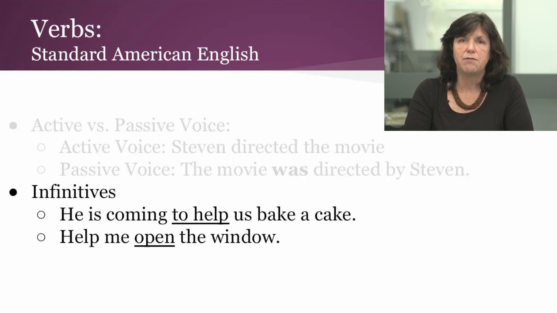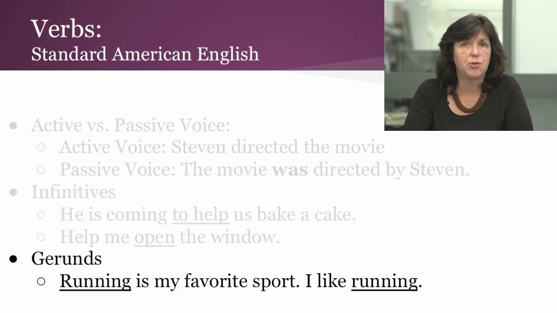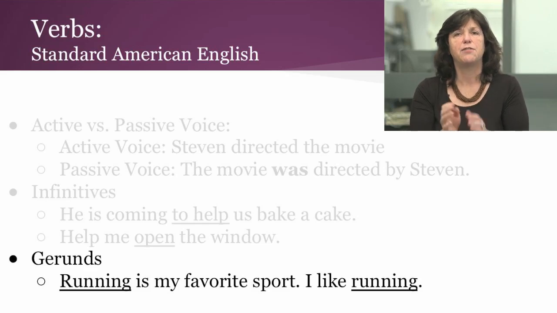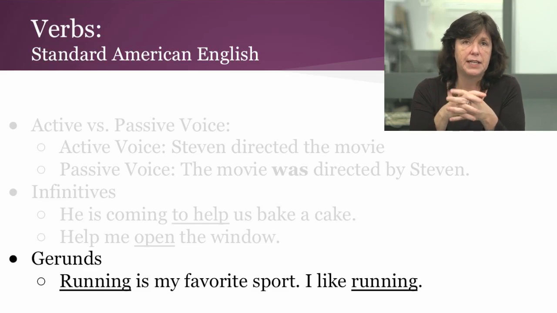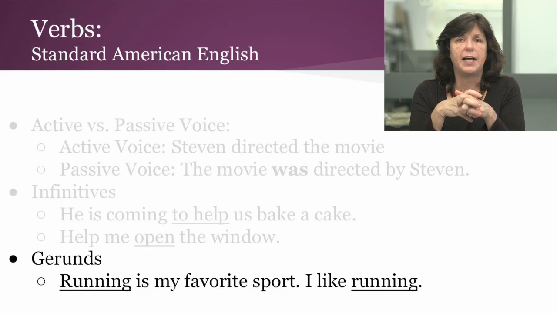The infinitive is formed by combining to plus a verb, as in he is coming to help us bake a cake. We can also have something called a bare infinitive where the to is absent, as in help me open the window. A gerund refers to a verb that acts as a noun or pronoun. It's formed by the present participle. Remember, you form the present participle by adding the inflectional morpheme ing to a verb stem. So we take the verb stem run and add ing to form the gerund running. In both of these sentences, running is my favorite sport and I like running, running is acting as a noun or pronoun.